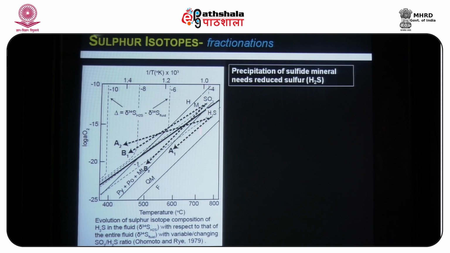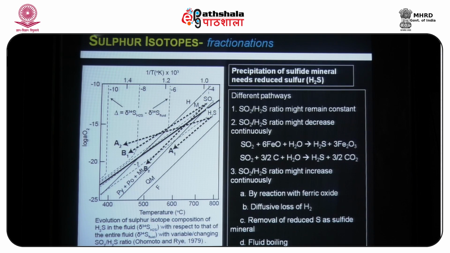Here, similar to the previous diagram, I have plotted this SO2 by H2S line, above which SO2 is stable, below which H2S is stable. Now, during the evolution of a fluid with decreasing temperature, the fluid may maintain its SO2 by H2S ratio, or the SO2 by H2S ratio may change by variable reactions. For example, if an SO2 H2S bearing fluid reacts with FeO or iron plus in the rock, then SO2 will be reduced to form H2S, and the SO2 H2S ratio will decrease. So, there are similar other reactions by which we can change the SO2 by H2S ratio.